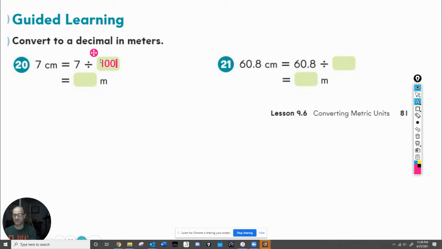7 divided by 100 is going to be 7 hundredths of a meter, and 16 and 8 tenths divided by 100 is going to be, we're moving our decimal 2 places, 0.168 thousandths of a meter. Okay, good.